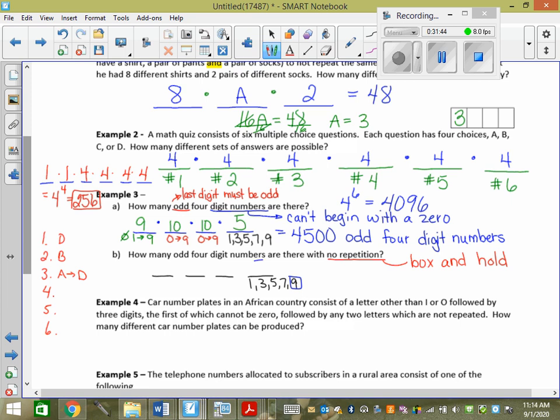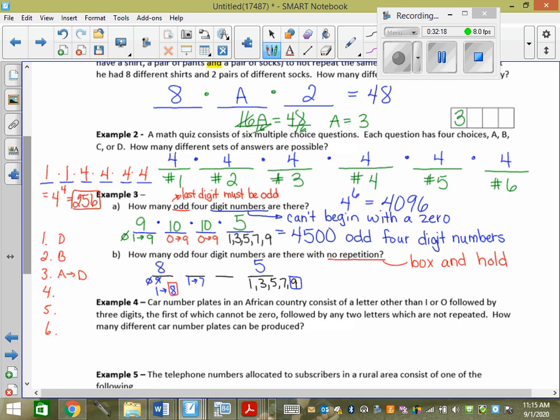So I'm going to put 5 options here. Then for the first one, it can't be a 0. It can't be a 9, technically, right? So I have 1 to 8, which is 8 options. And then I have to box and hold again. So I'm going to pretend to hold the 8. Now this is where the error is going to go. You're going to say 1 to 7, and that's 7 options. That is true. But there's a catch.